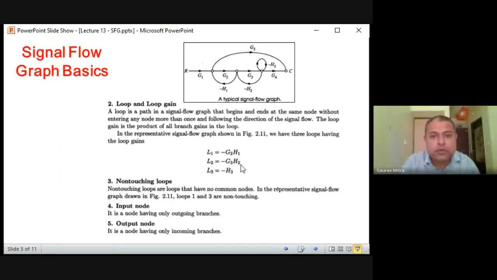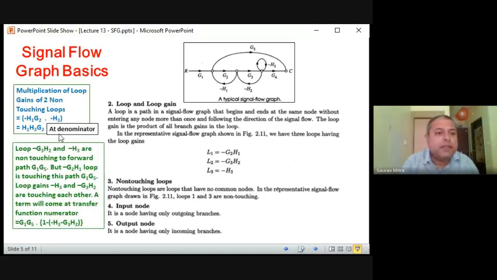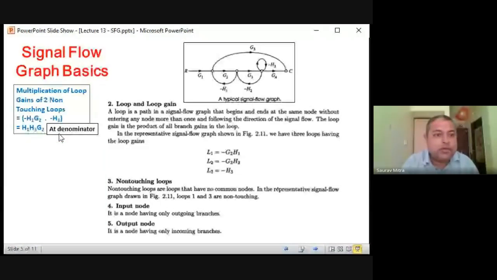Input node is RS. What is the output node? It is CS. Now check. I have shown. So I told you this is the most important slide. Multiplication of loop gains of two non-touching loops. So this minus G2H1 and minus H3, they are a non-touching loop pair. So they are a pair which are non-touching. So in that case, multiply their gain.